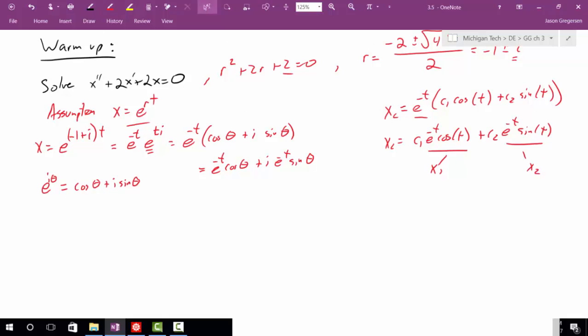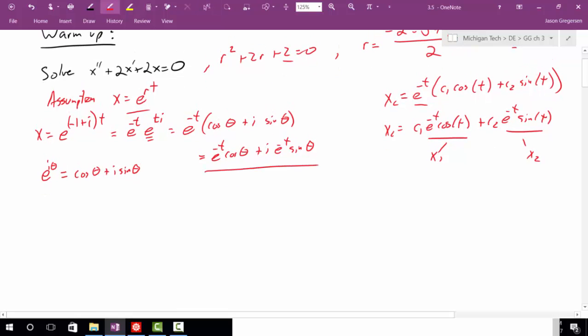Here's why, right? I got this solution. That was one solution here. One solution really should be e to the negative t cosine of theta plus i e to the negative t sine of theta. I used one eigenvalue to get this, and really I should use the other eigenvalue to get another solution.